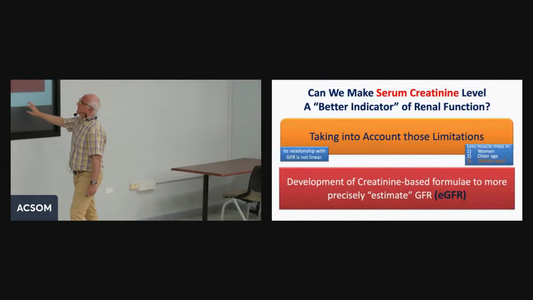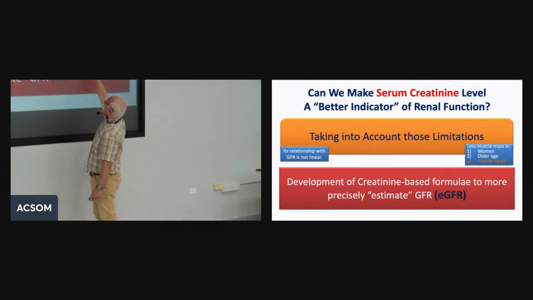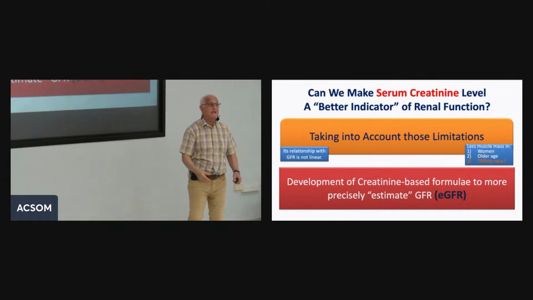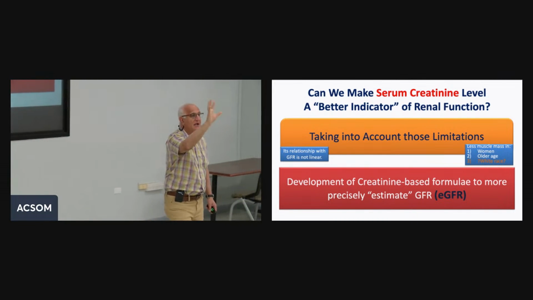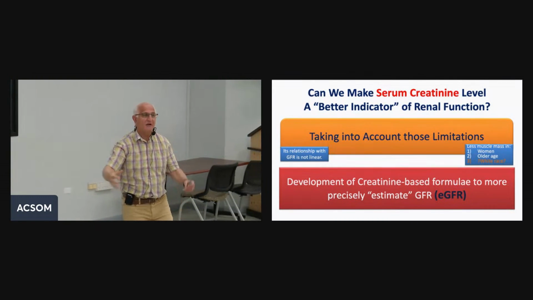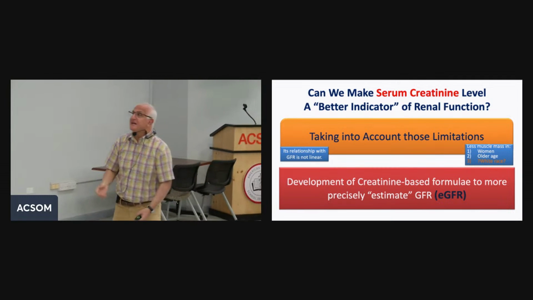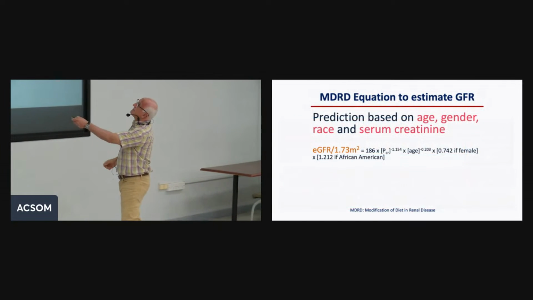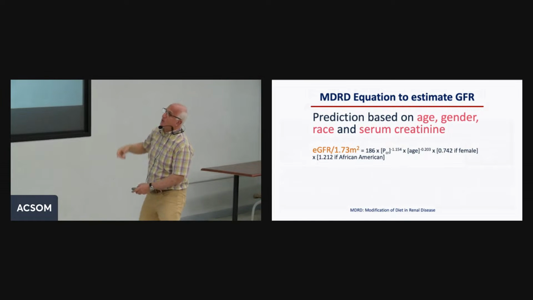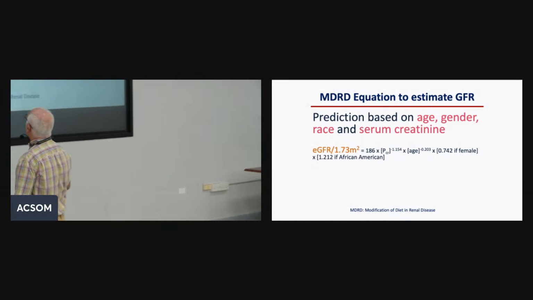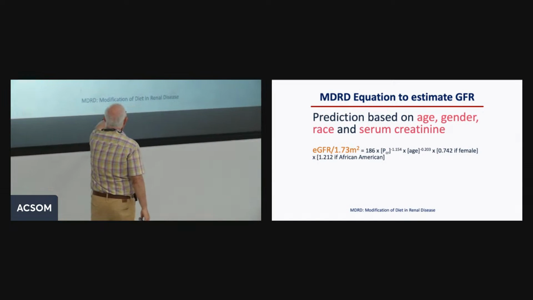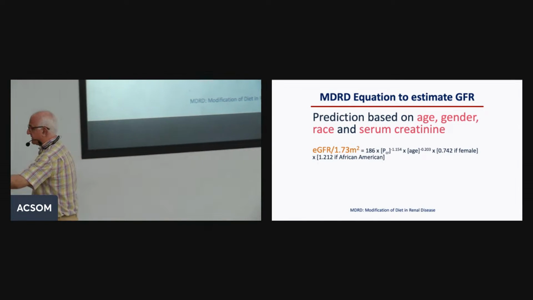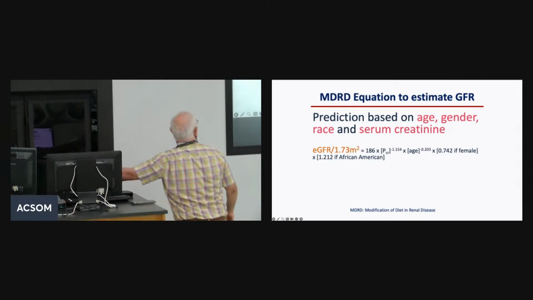We come up with some equations, with some formulae to more precisely estimate GFR. Basically, I put serum creatinine into some other stuff and come up with a number to make serum creatinine a better marker. One of them is called MDRD equation, MDRD. If you wonder what MDRD stands for, I wrote it here for you. That's the name of the study that was done. MDRD came out of it.